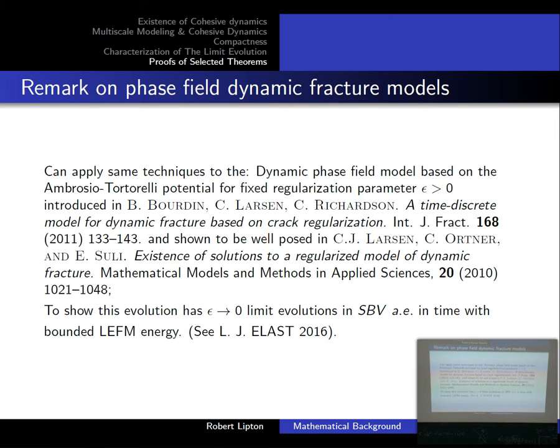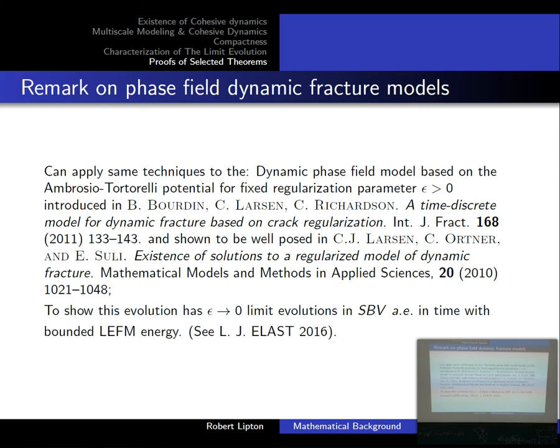But the point is that we don't need gamma convergence in this dynamic context. What you can do, though, is look at problems that do have gamma convergence, but also, as part of that, you tease out that the limits are in SBD. We can apply these techniques to dynamic phase field models based on the Ambrosio-Tortorelli potential for a fixed regularization parameter appearing in the Ambrosio-Tortorelli functional. In these phase field models, you have a phase field which represents damage or softening, and then you have your deformation field.